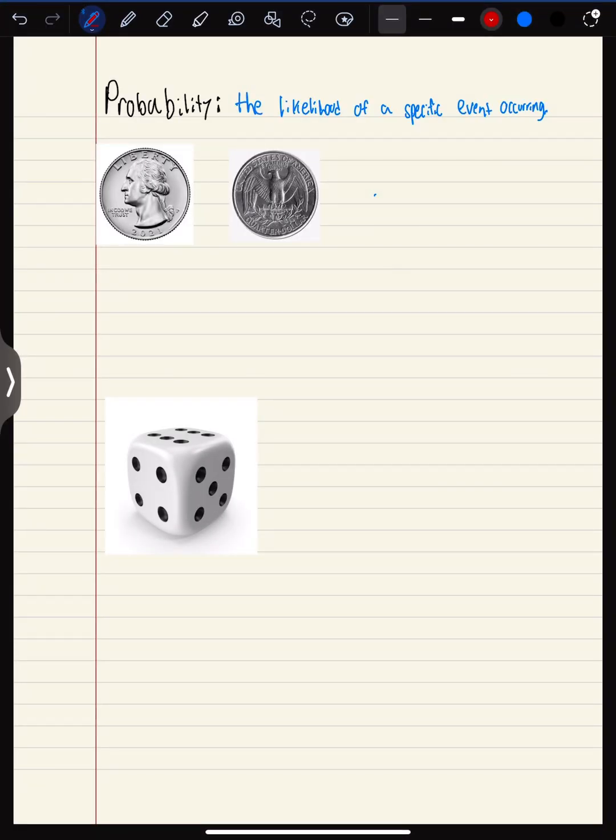Good day. Today we will be going over probability. Okay, so what is probability? Probability is the likelihood of a specific event occurring. So it is a chance that something can occur.